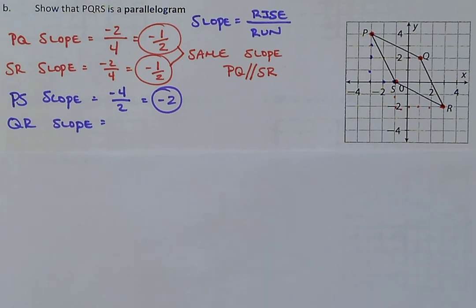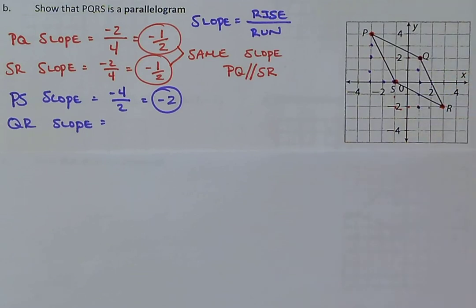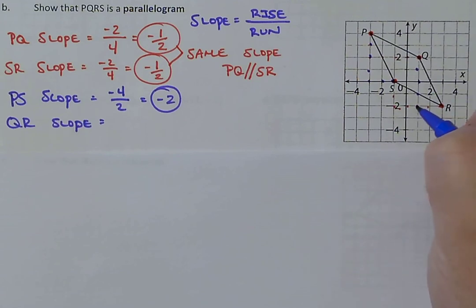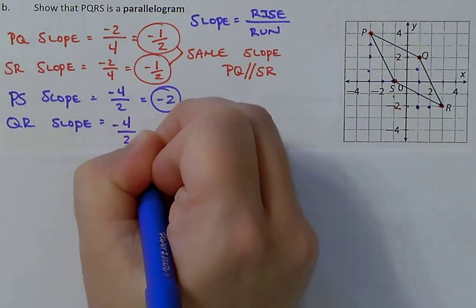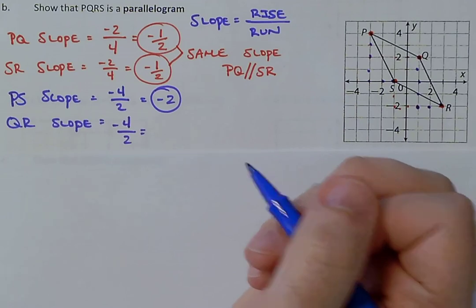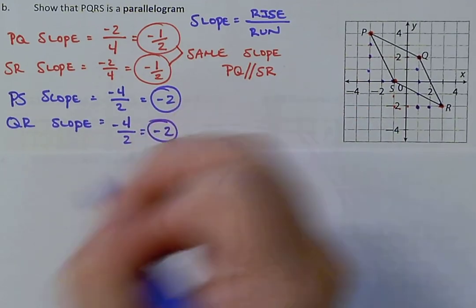Now for QR, we start at Q to go to R. We go from Q down 1, 2, 3, 4, and then from this point, we're going to go to the right 1, 2. So we went down 4 to the right 2 for QR. So our slope for QR is also negative 4 over 2, which results in negative 2.